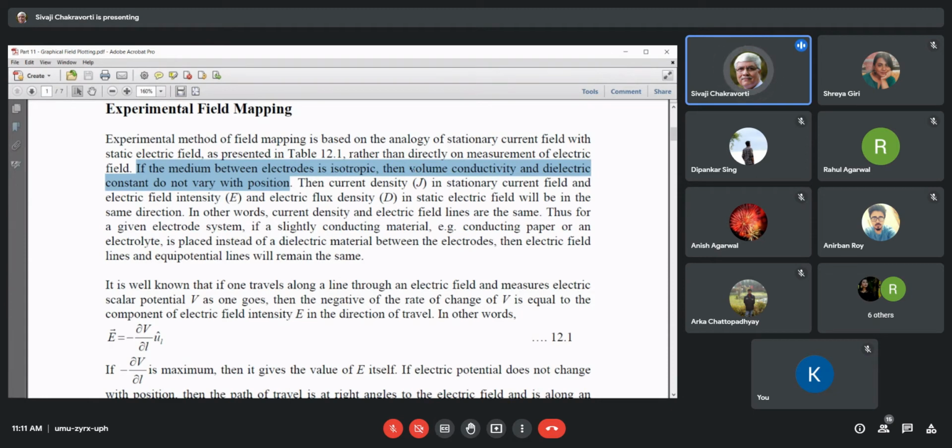But in some material, this is not the case. As for example, I can give you the example of cold rolled steel, where the permeability of the material along the direction of rolling and in normal direction is completely different, and therefore cold rolled steel is not isotropic, it is an anisotropic material.